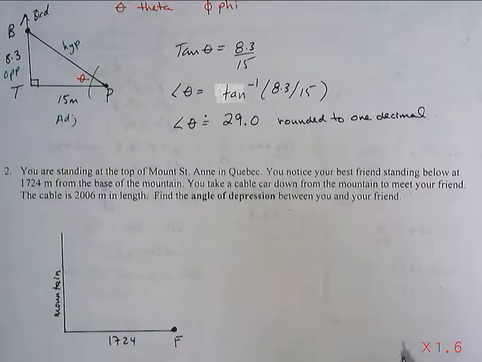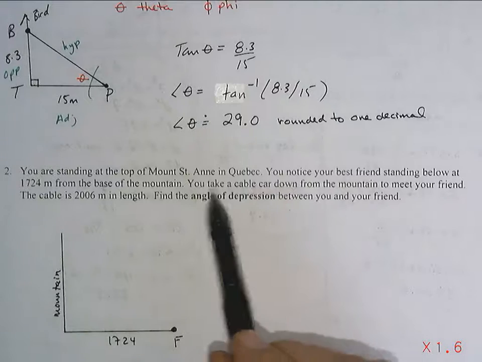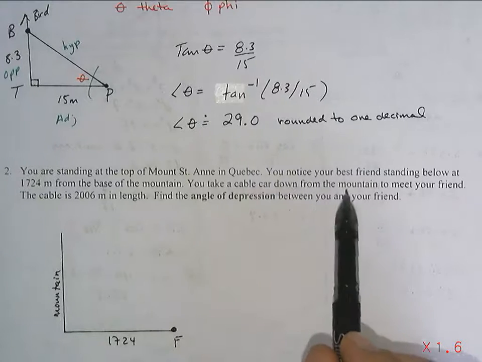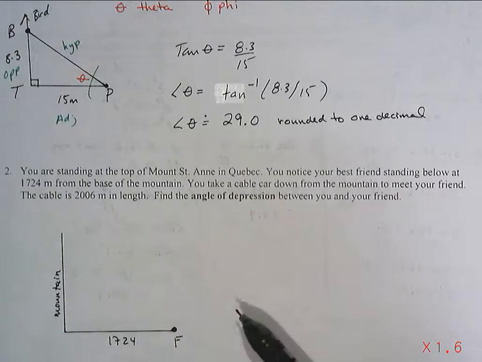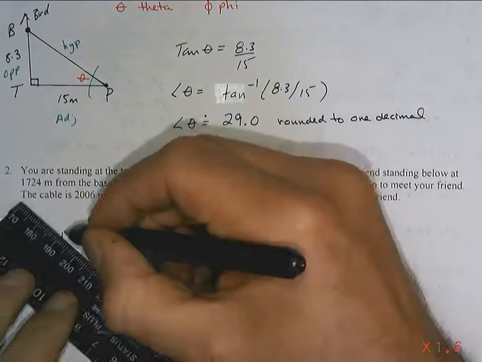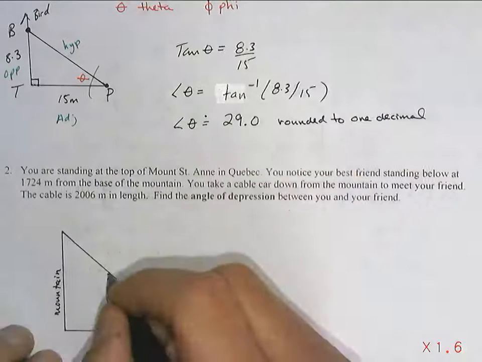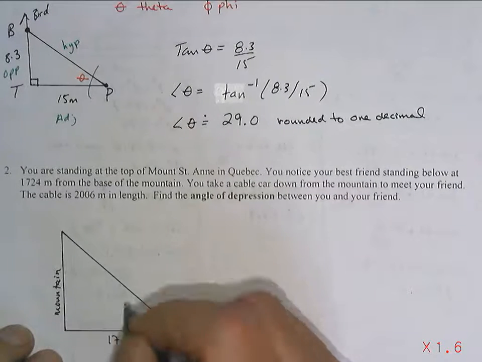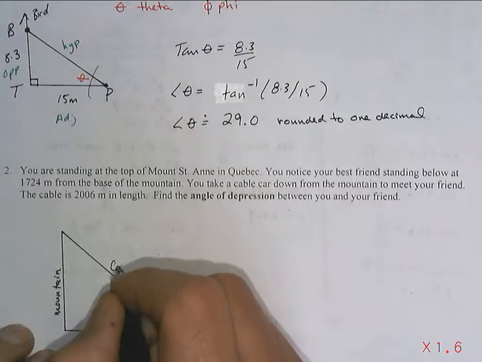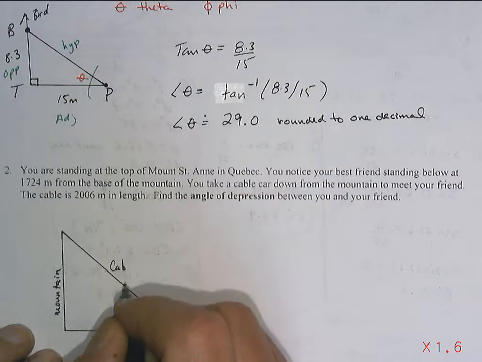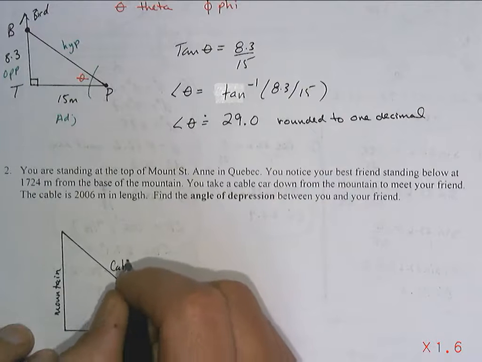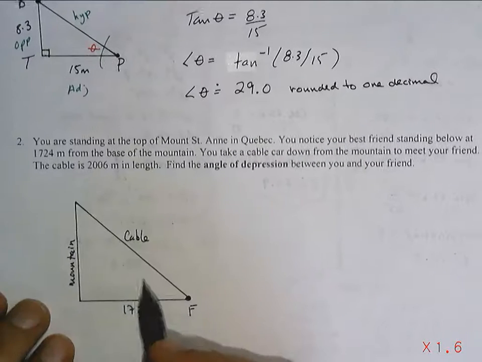You're going to have to draw your own diagrams. It's part of what you need to do. Okay, you take a cable car down from the mountain to meet your friend. So your friend's here, and you're going to take a cable car. So the cable car is going to run down to your friend. This is the line that the cable car runs on. I'm trying to figure out how to spell cable. Okay, so that's the cable of the cable car.